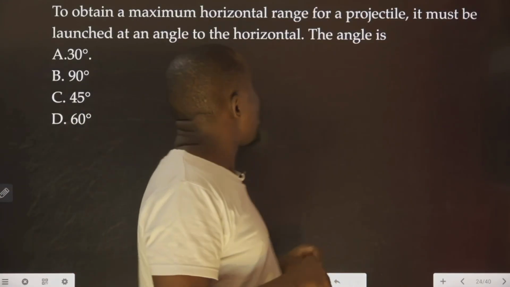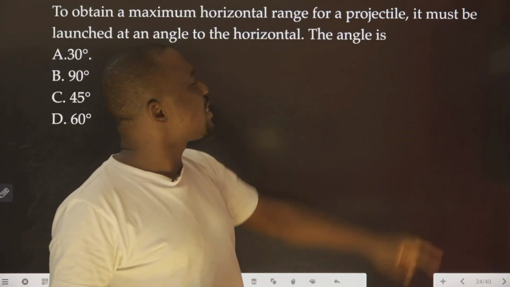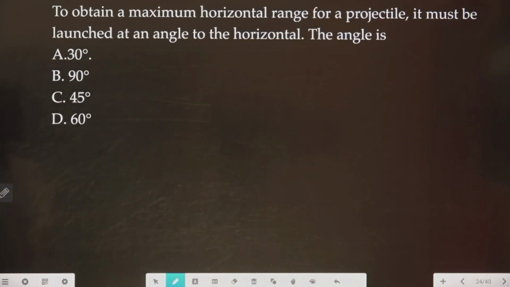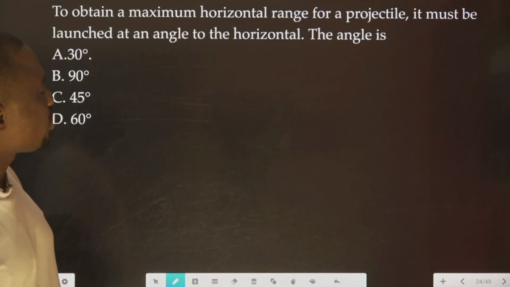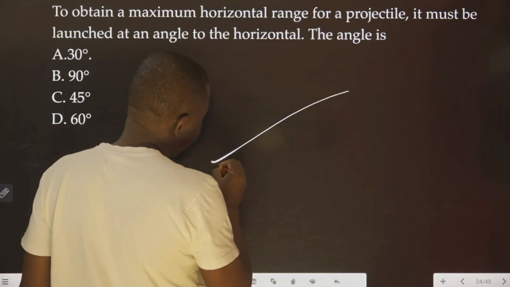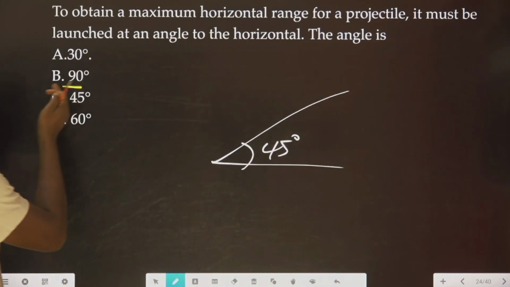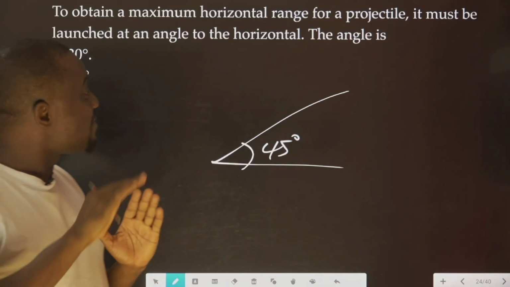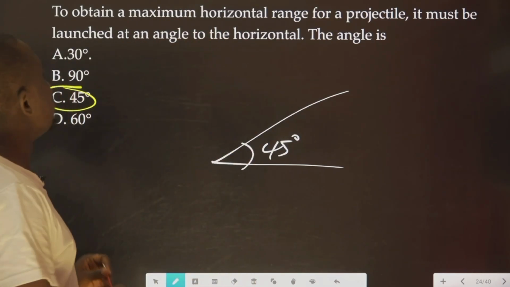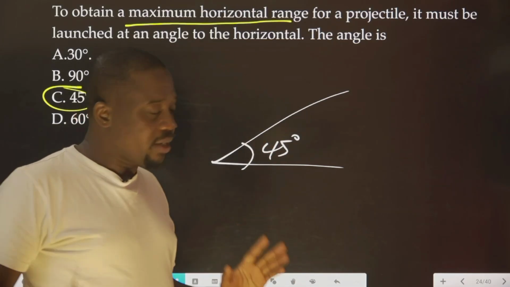Let's look at this. It says: to obtain a maximum horizontal range for a projectile, it must be launched at an angle to the horizontal. The angle is always 45 degrees to the horizontal. Okay? No need to waste your time here. Remember that to have the maximum range, this is constant, non-negotiable. Okay?